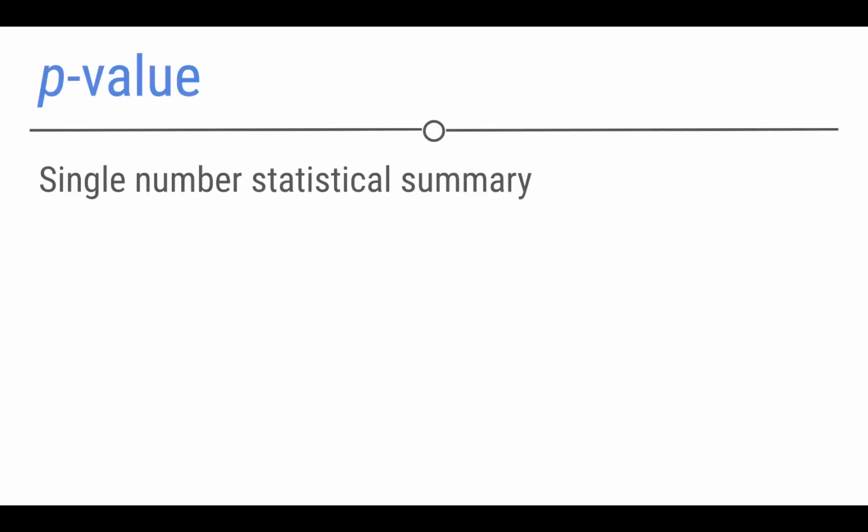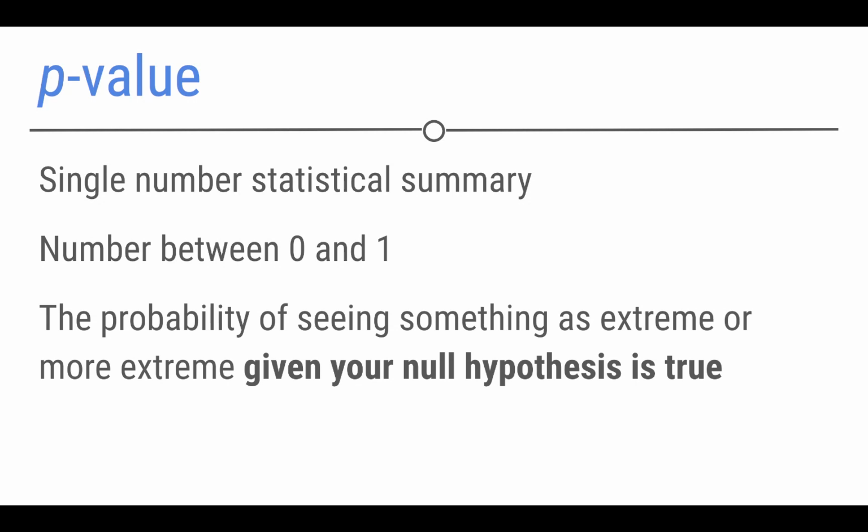So a p-value is basically a single number statistical summary that falls between 0 and 1. And it's interpreted as the probability of seeing something as extreme or more extreme given your null hypothesis is true. That last part is really important, and often people don't remember that's part of the interpretation of a p-value, that it's calculated under the null hypothesis. And so the assumption here is that your null hypothesis is true. I'm just going to say this one more time because I think p-values, like confidence intervals, can be tricky to interpret. So a p-value is the probability of seeing something as extreme or more extreme given your null hypothesis is true.